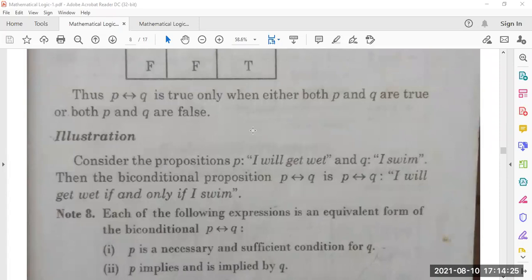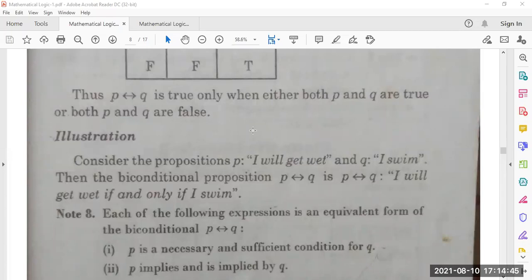So actually for this mathematical logic, only the truth table is needed. That's why I am not taking the pen and paper. Only this PDF is okay, and I'll give this one in your WhatsApp group also, so that you can at least follow.